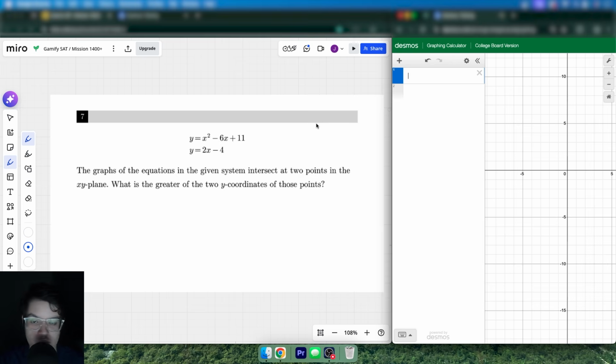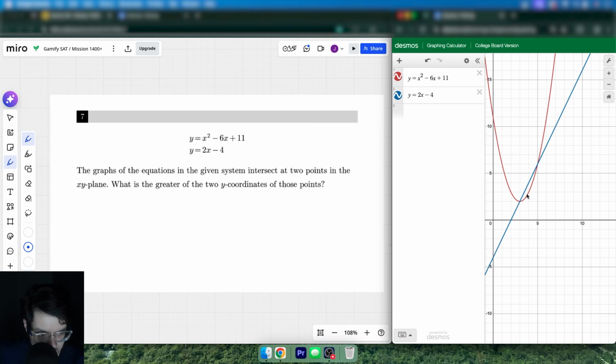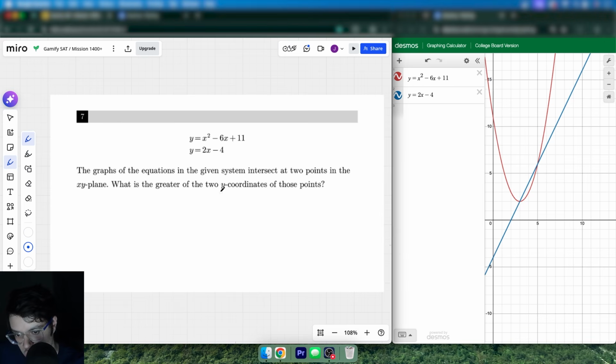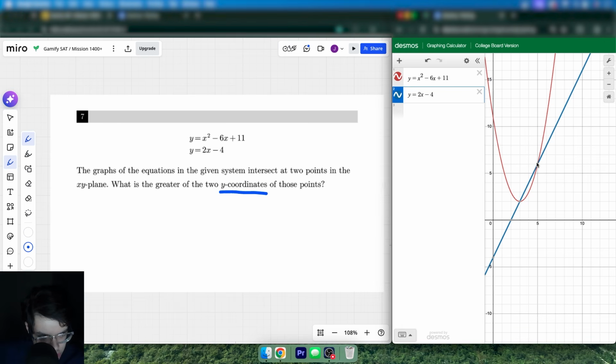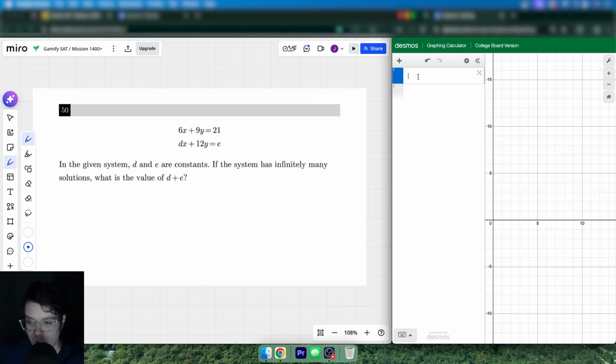Okay, this one here, I'm just going to do the exact same thing yet again. We got these two different things. One is really curved, one is straight. It says, what is the greater of the two y coordinates? So the two y coordinates we'd have would be 6 and then 2, so of course the bigger one would be 6.